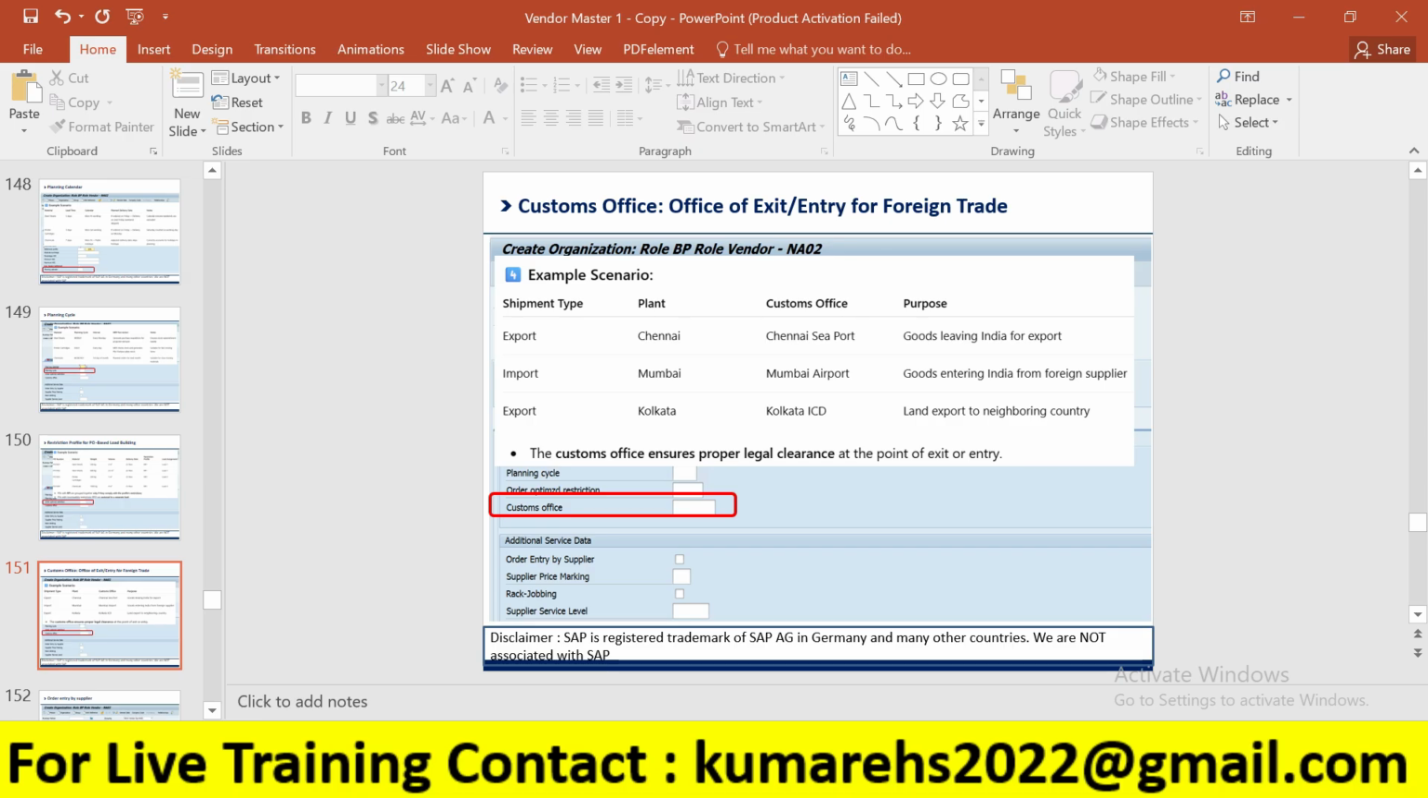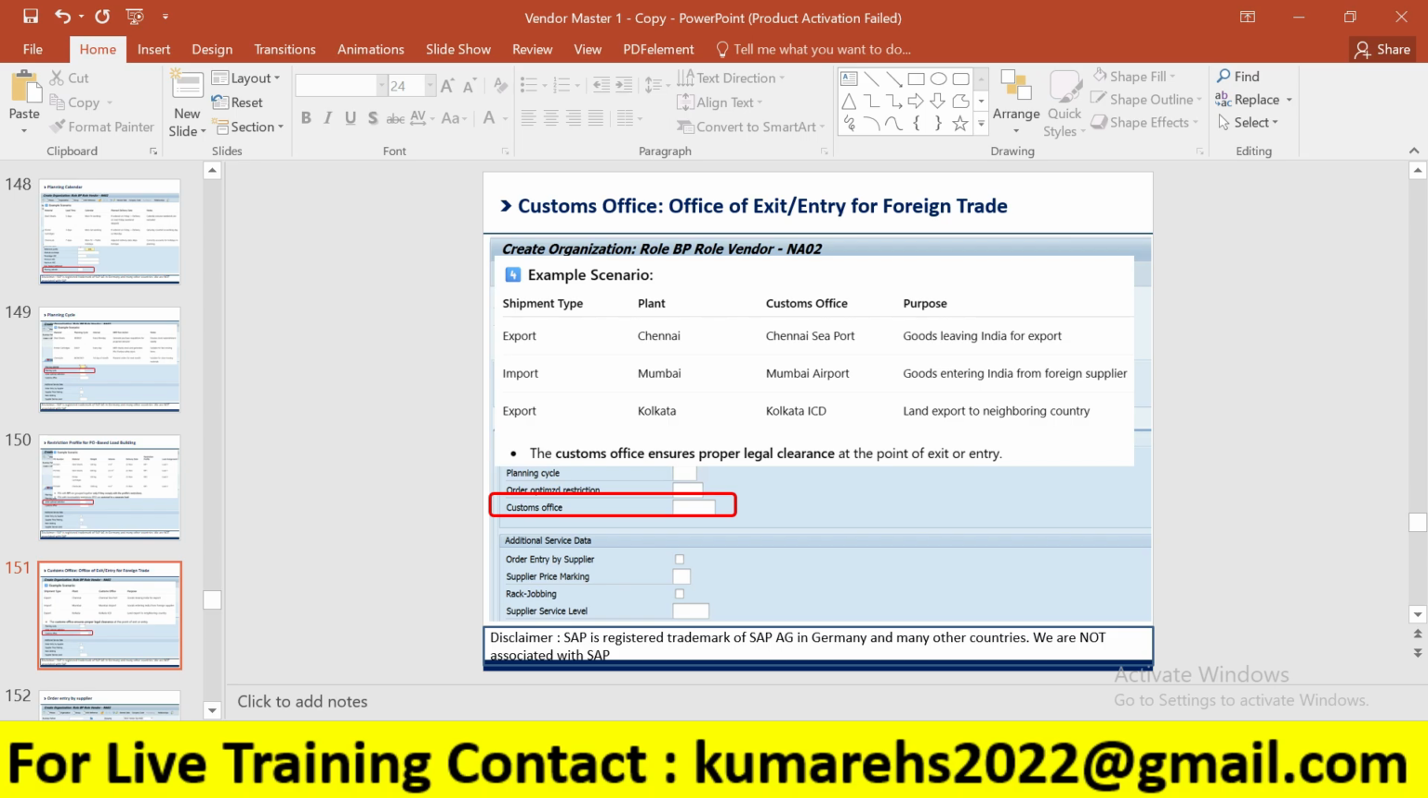Then SAP transaction and field. Under the customer master, sales area data, shipping data, go to select customs office. In delivery document header, go to shipping foreign trade tab. In vendor master, under the purchasing data, go to import customs office.